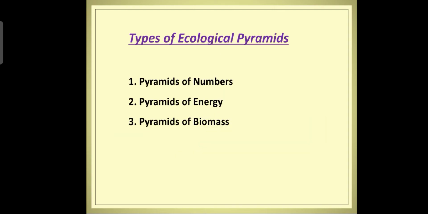3 types of ecological pyramids are there. They are pyramids of numbers, pyramids of energy and pyramids of biomass. Let me explain them individually in detail.